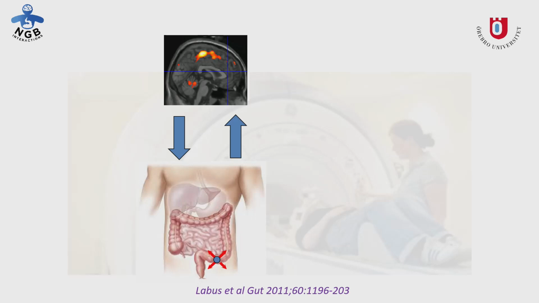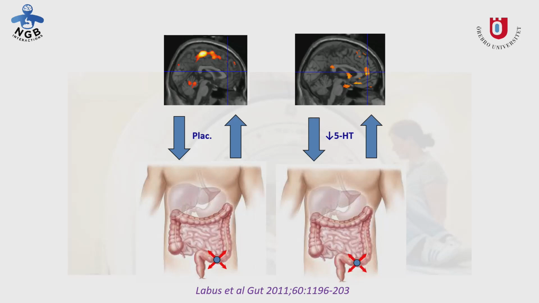If you do that and you measure brain activity using functional magnetic resonance imaging, you see certain parts of the brain stimulated and activated. The next slide shows you exactly the same experiment, but the difference is that it is also in exactly the same persons.